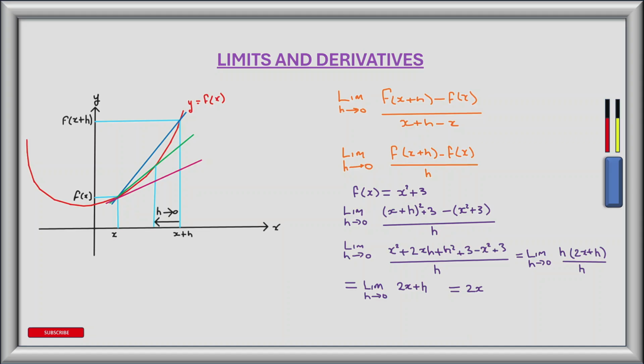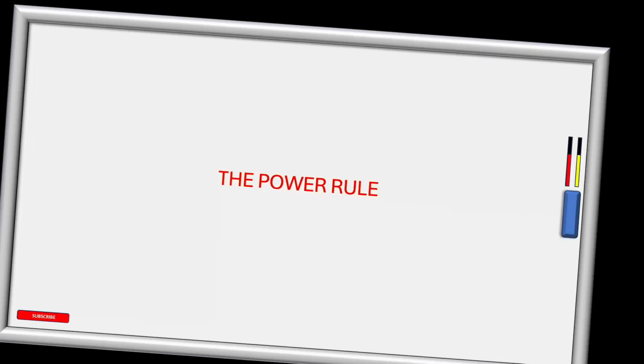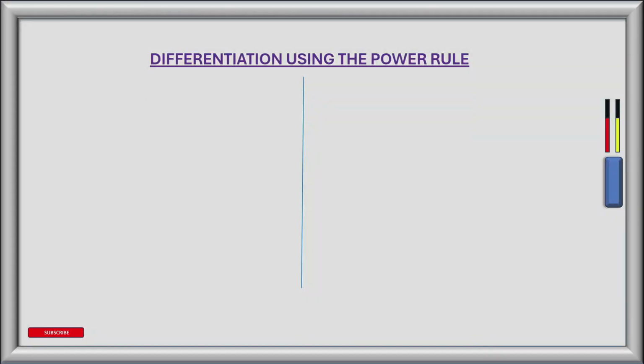So 2x is the derivative of the function x squared plus 3. So f prime x is equal to 2x, and that will give us the gradient of the slope for any value of x. The power rule simplifies the way we take derivatives of polynomials.